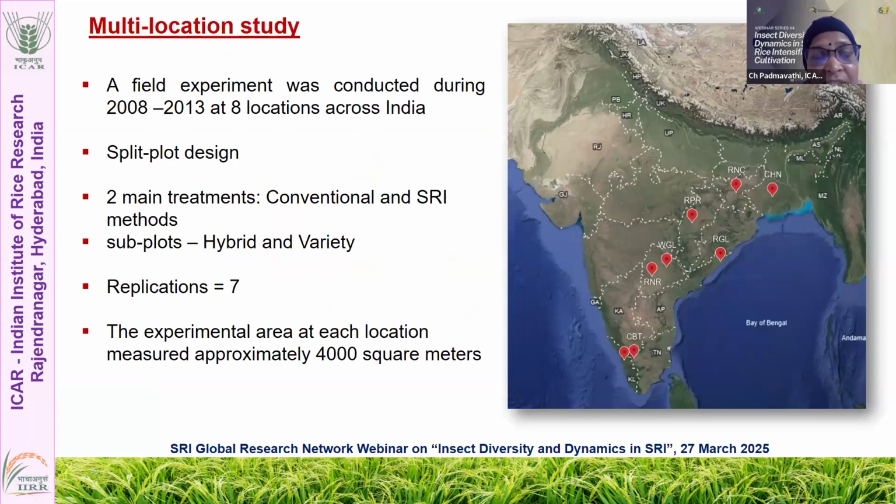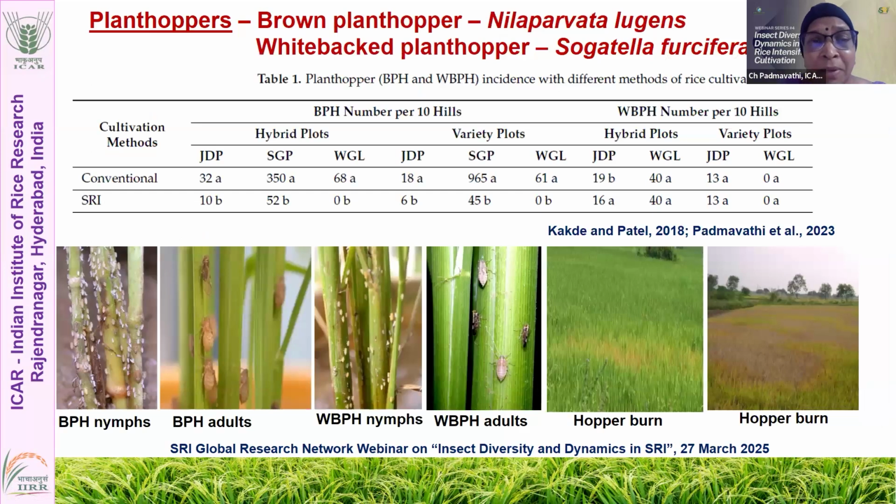Now coming to the multi-location study. After doing it in our research farm, we took that multi-location study under the All India Coordinated Research Project from 2008 to 2013. These are the 8 locations, with the 2 main treatments, conventional and SRI methods, in a split plot design, and 2 cultivars, 1 hybrid and 1 variety popular at that location. Almost 4,000 square meters were planted in these 2 cultivation methods, and 7 replications were maintained.